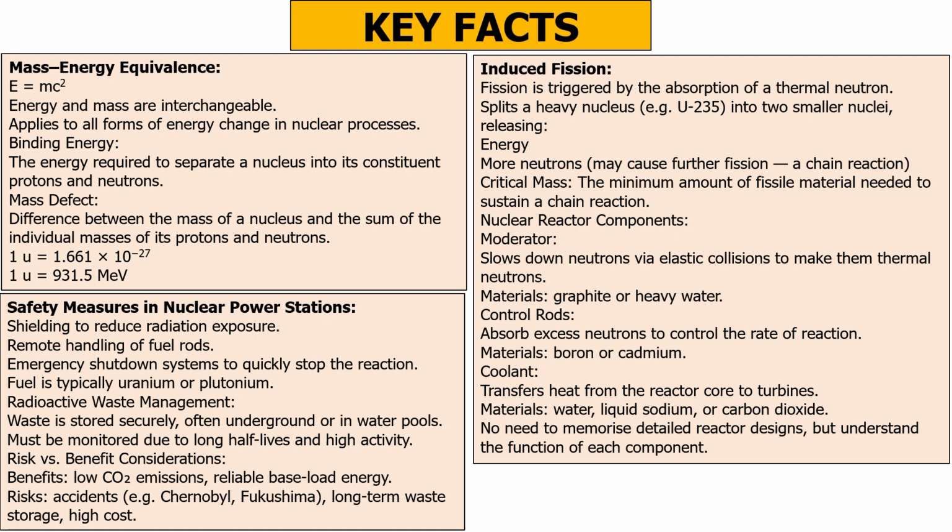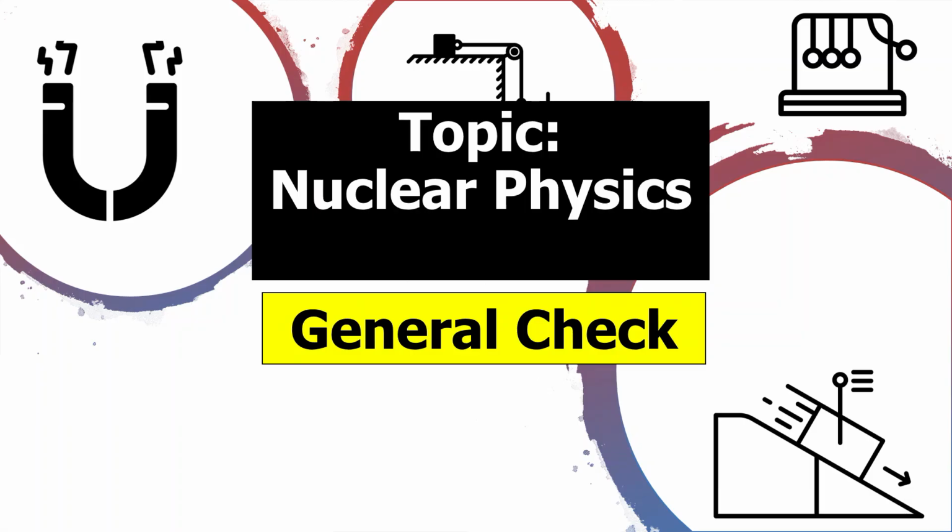The control rod absorbs excess neutrons to control the rate of reaction and is either boron or cadmium, whilst the coolant transfers heat from the reactor core to the turbines. Materials include water, liquid sodium and carbon dioxide. Now, you do need to understand the function of each component. Let's now have a look at some general questions to do with nuclear physics.